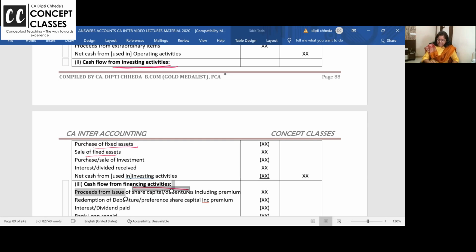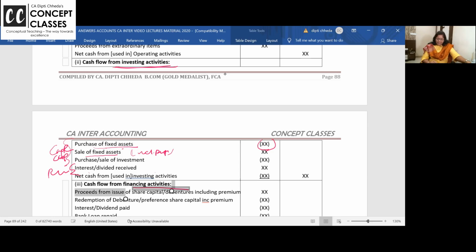Purchase of fixed asset, sale of fixed asset. Purchase is outflow, so write in bracket. Sale of fixed assets including profit. Purchase or sale of investment, shares, debentures and all. Interest and dividend received. Now here many students are confused. Man, these are the capital items, no? Capital receipts, capital expense. These are the revenue items. So then cash flow statement doesn't make a difference between capital and revenue. There is no difference between capital and revenue. Are you able to understand?